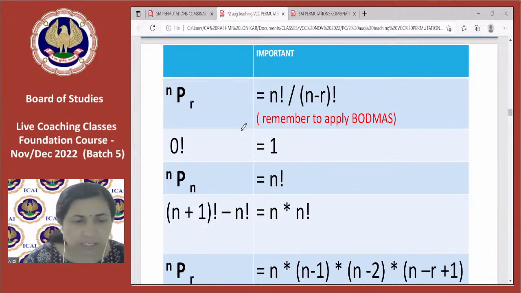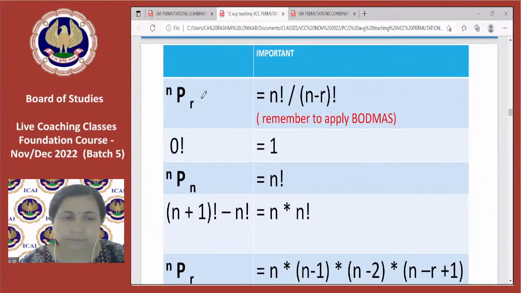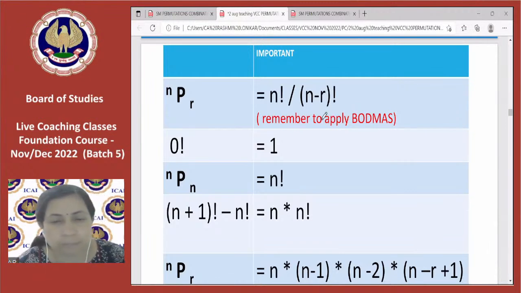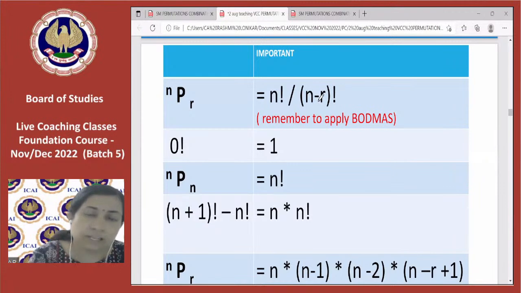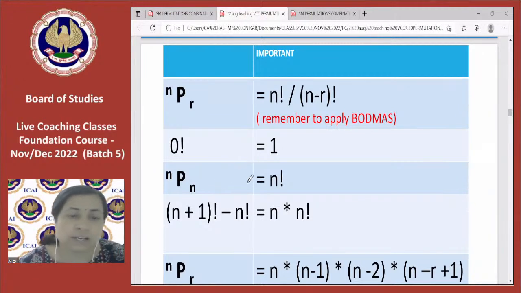Somebody was asking about 0 factorial. 0 factorial is always taken as 1. Now nPr is n factorial upon n minus r factorial. An important thing to remember is that when n minus r is in the bracket, I must use the BODMAS rule first: solve the bracket first and then find the factorial. 0 factorial is 1. So nPn is equal to n factorial.